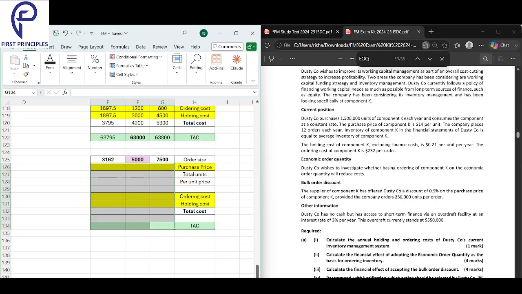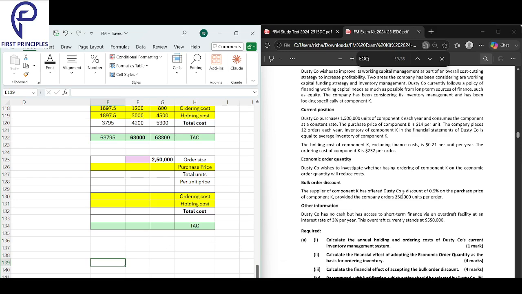The supplier offered a 0.5% bulk discount on the purchase price, provided the company orders 250,000 units. So if you order 250,000 units, what is happening? You're getting a bulk discount. Shruti, are you clear with this?